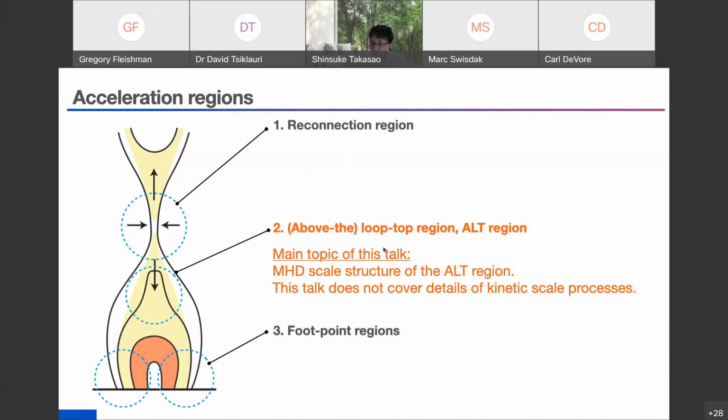This talk mainly discusses the looptop region. This talk focuses on the MHD-scale structure of this region, which will be important for electron acceleration and trapping. And please note that this talk does not cover details of kinetic-scale processes.